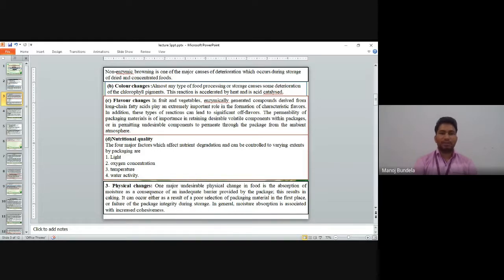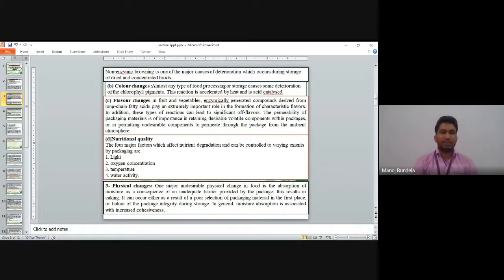Second one is color changes. Almost any type of food processing or storage causes some deterioration of the chlorophyll pigments. This reaction is accelerated by heat and is acid catalyzed.